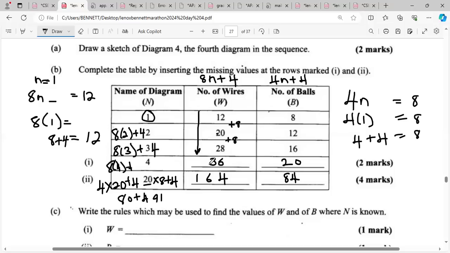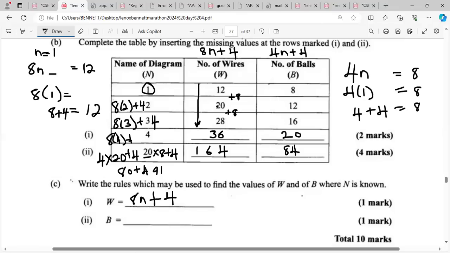Yes. And see, there's a part where it says write the rules which may be used to find the values of W and D. This is kind of something the question gives away, because we already worked out this, which would be 8n. But CXC is so nice, they give you a mark for this. Some persons can actually get it in the table, but they can't get the nth term. I've seen that over the years. So guys, try to get the nth term because it carries extra marks.